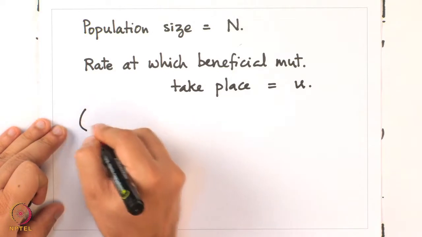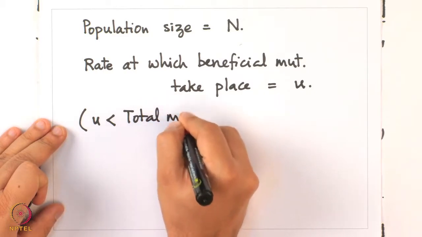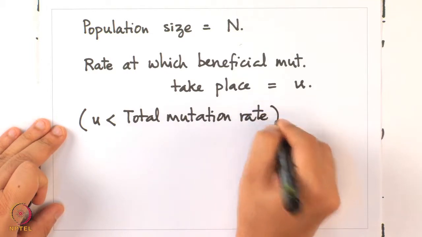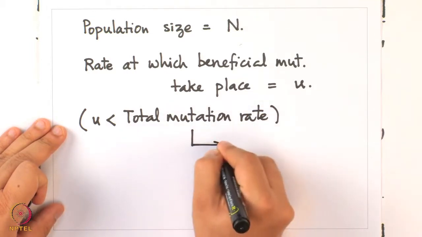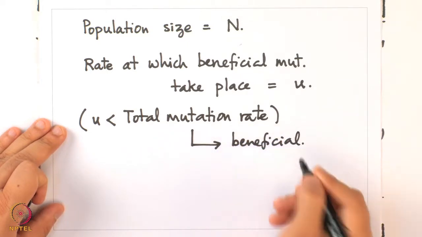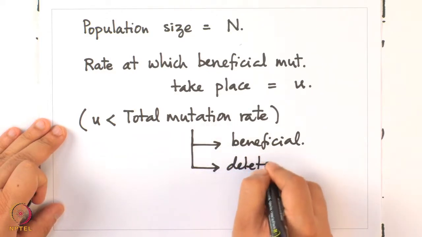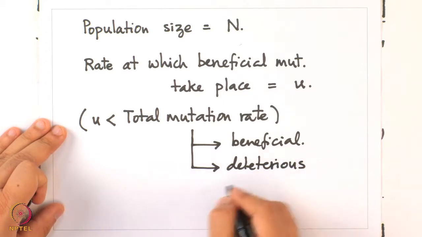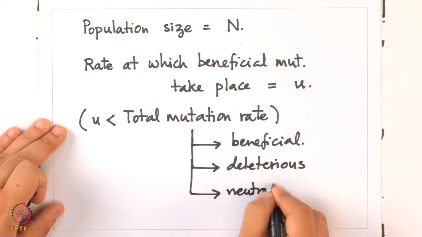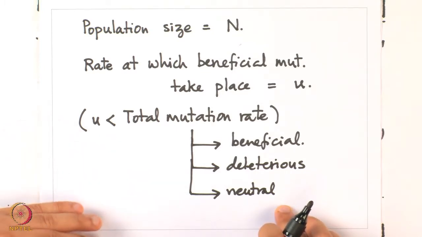You should keep in mind now that this u is less than the total mutation rate, because the total mutation rate encompasses what are called beneficial mutations. These are mutations which lead to an increase in fitness. The total mutation rate also includes deleterious mutation rates. These are the mutations which lead to a decrease in fitness, and they also include what are called neutral mutations which do not cause any change in the fitness associated with the bacterium.